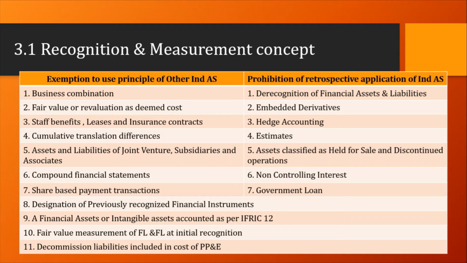So what is this? Business combinations related, fair value or revaluation as deemed cost, staff benefits, lease as separate, and insurance contract as separate exemptions. Cumulative CTA, which is cumulative translation adjustment, investments in subsidiaries and joint ventures, compound financial instruments, share-based payment, designation of financial instruments. These are many, but we will discuss them in detail. Same thing for retrospective application prohibitions: derecognition of financial assets and liabilities, embedded derivatives, hedging, estimates, assets held for sale, discontinued operations, non-controlling interest, meaning minority interest, and government loans.